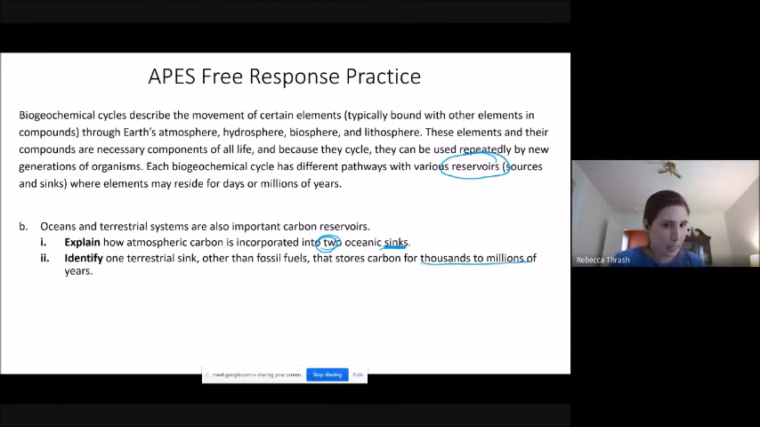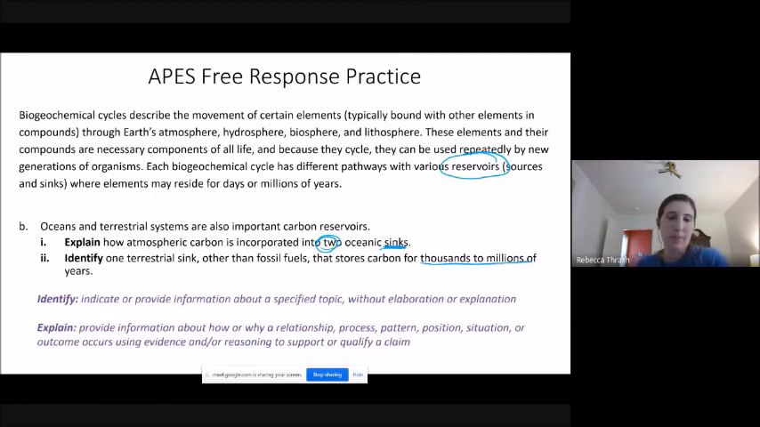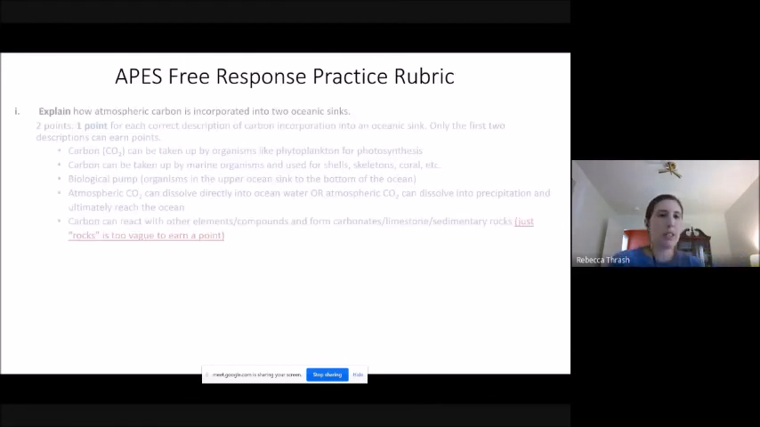So again, before I show you the answers, let's talk about those task verbs. Identify. Indicate or provide information about a specified topic without elaboration or explanation. You're just literally naming something. But explain is providing information about how or why a relationship or a process or something is happening or occurring using some kind of evidence and reasoning to support your claim or the question here, which is how atmospheric carbon is being incorporated into the sinks. So let's look at part 1.